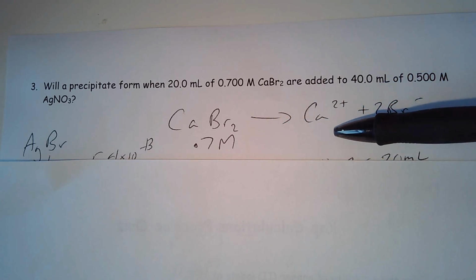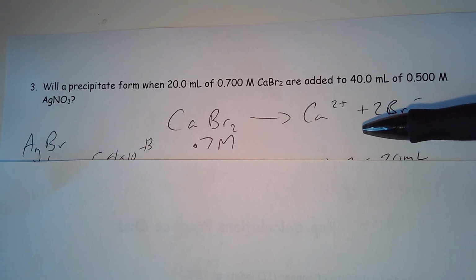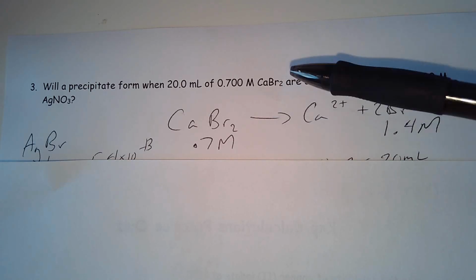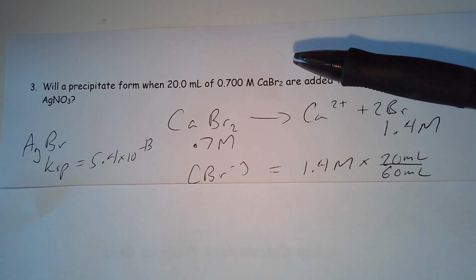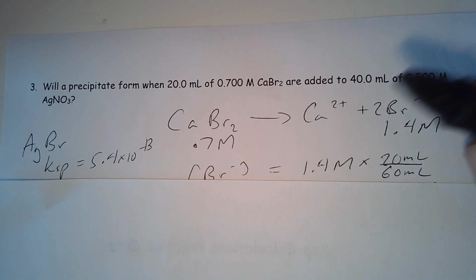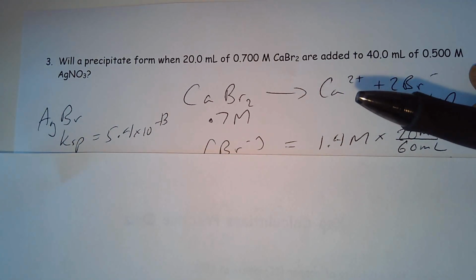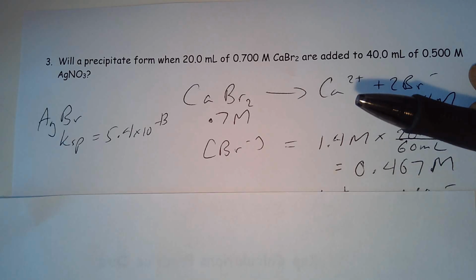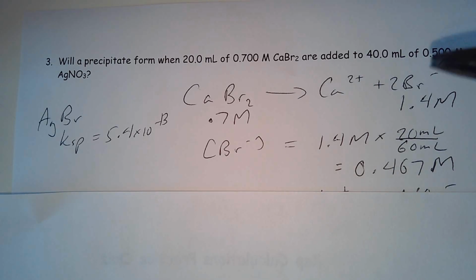Notice I don't care about the calcium, right? So here, what we're looking at is the precipitate that we're considering, the silver bromide, okay? And there's the Ksp value there that you have to look up. And now, because we're mixing, we have to factor in the dilution, right? So we've got 1.4 molar, we've got 20 mL over a total volume of 60. So 60 is 40 plus the 20 mL. Okay, so that's where that came from. And then here's your concentration of bromide.